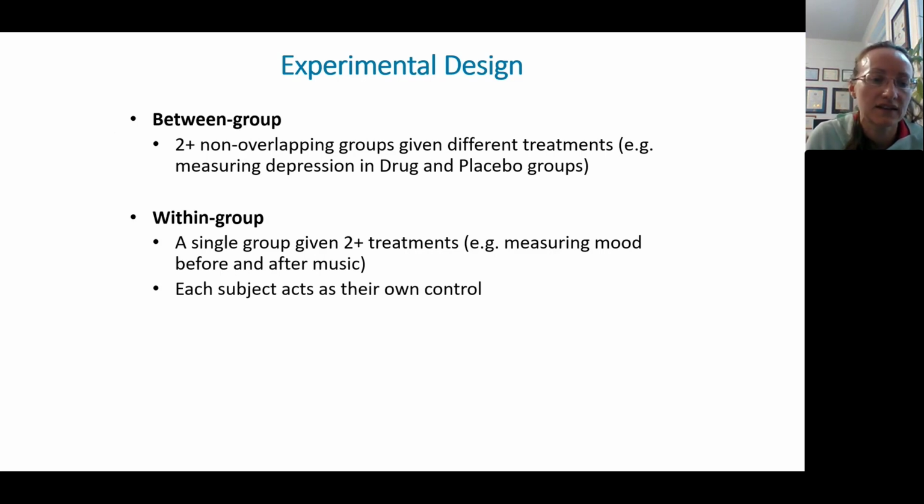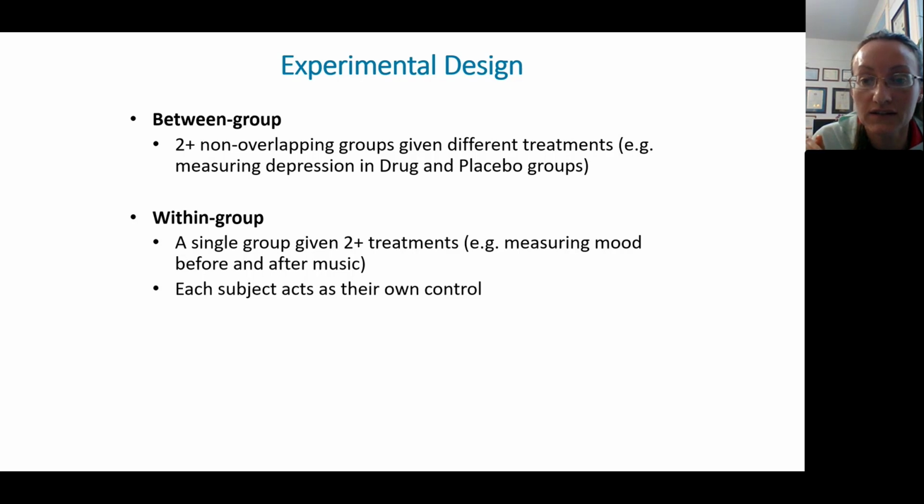Experimental designs can have, well, there's 2 main designs, between group and within group. You can actually combine them, but let's not get into that. In a between group design, there are 2 non-overlapping groups that are given different treatments. This is like the treatment group versus the control group. And then we compare the difference between the groups.